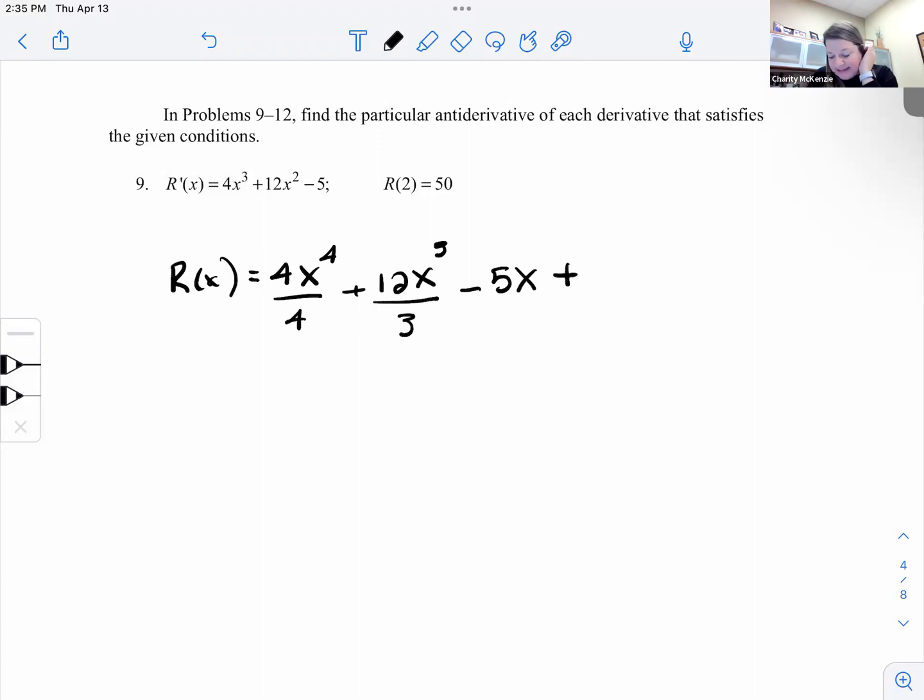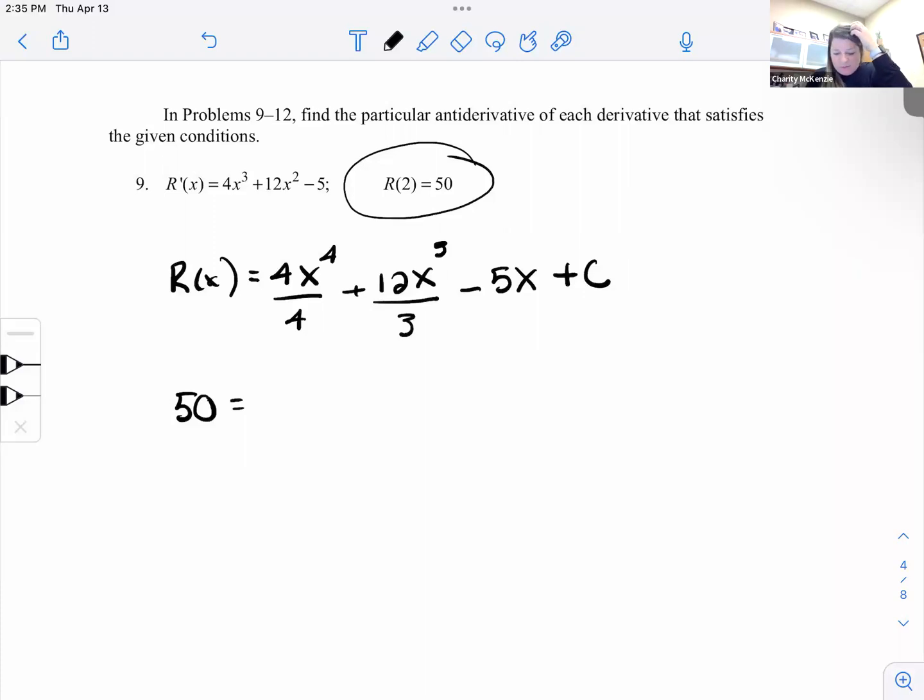Now I have plus C. So that is our antiderivative. Now we can use this information. When I plug 2 into x, I get 50. So when I plug 2 in, let's reduce it as we plug in 2.